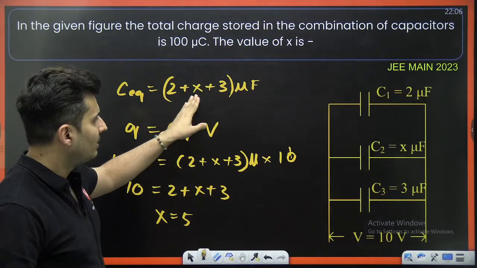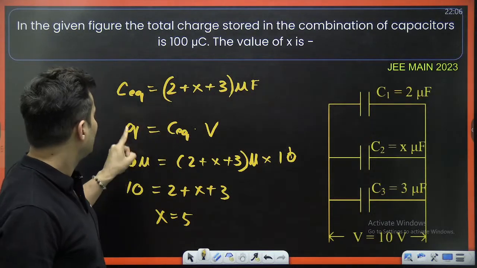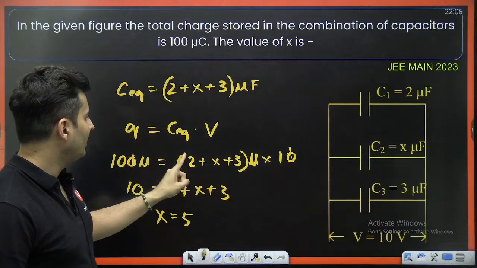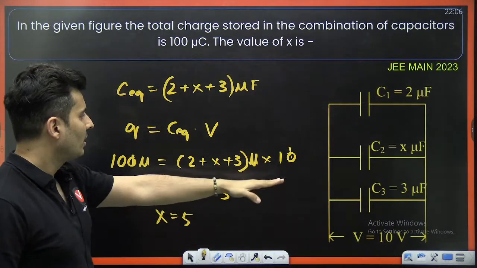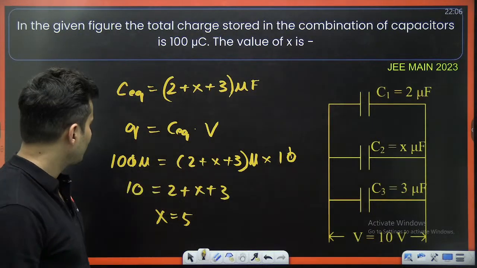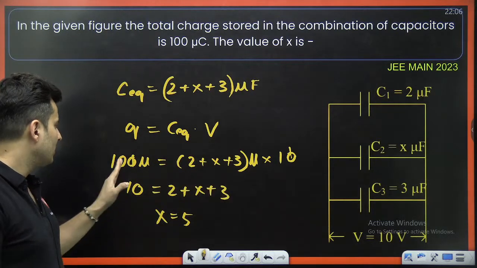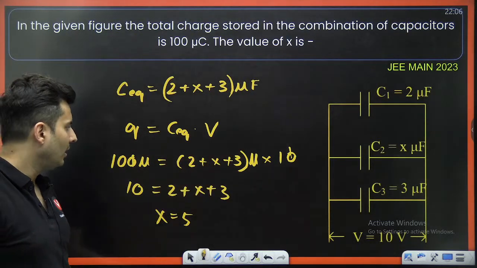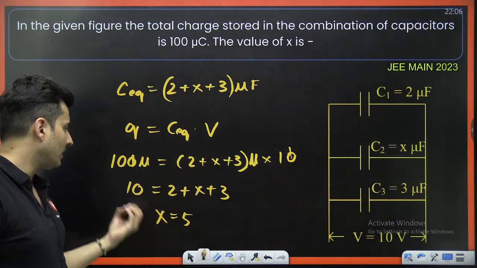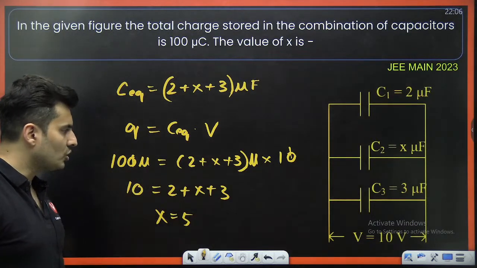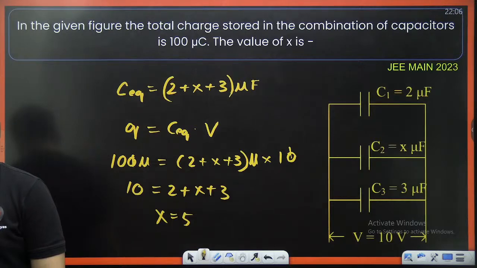So this is 2 plus X plus 3, perfect. This is Q is equal to CV. C equivalent is 2 plus X plus 3 micro into voltage, which is 10 volts. 10 cancels. This is 10. So 2 plus X plus 3. So 2 and 3 becomes 5. 10 minus 5 is 5. So X should be equal to 5. Just check this out. Yep.